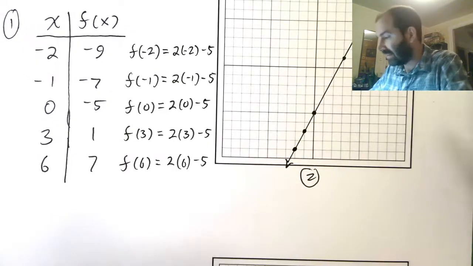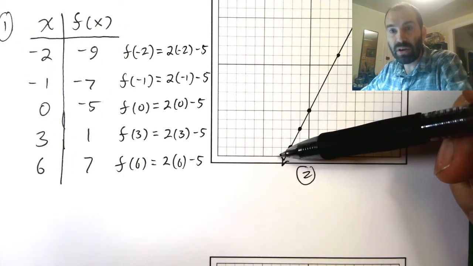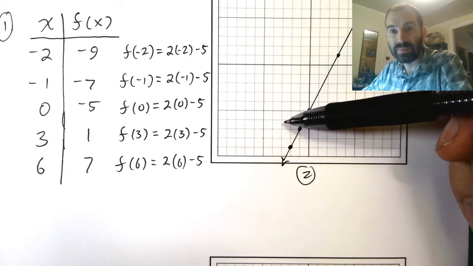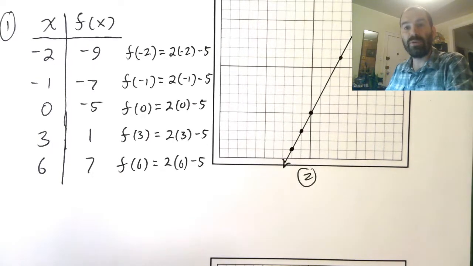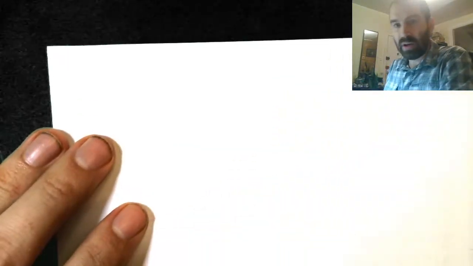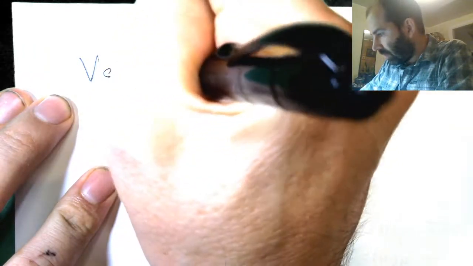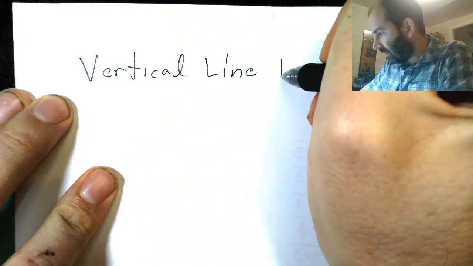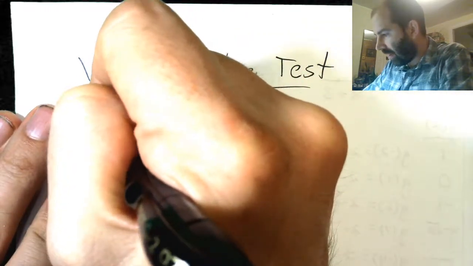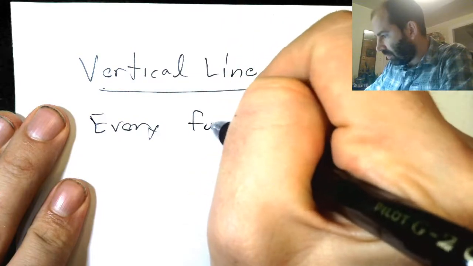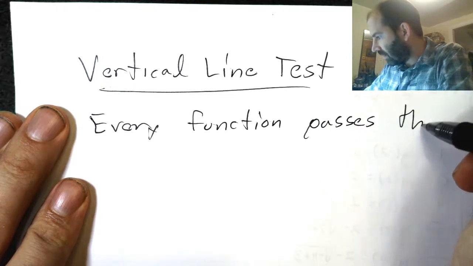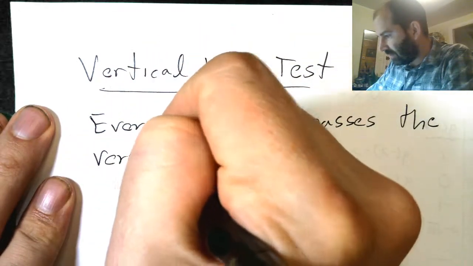Now, what that means is that for every x, there's only one place you can go from there, either below or above the x-axis. You can't go to 2 different places. And what that means is that the graph of every function passes what we call the vertical line test. Every function passes the vertical line test.